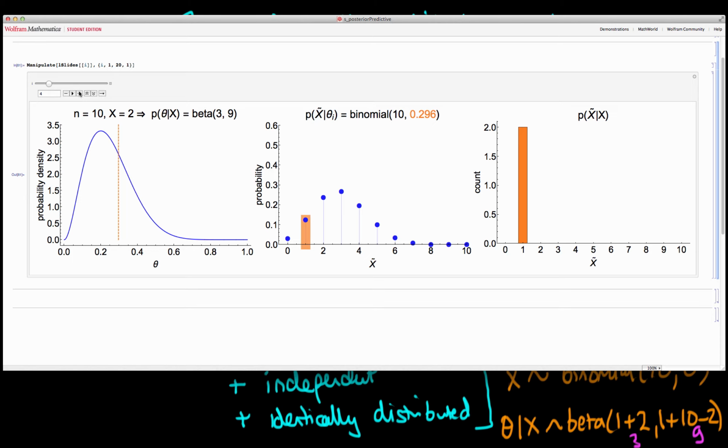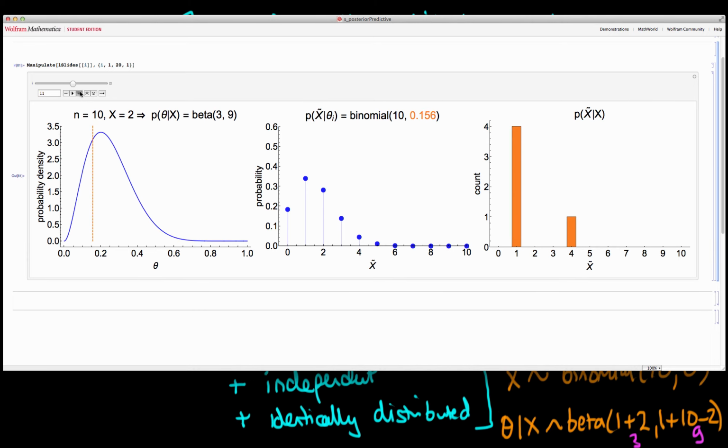Then we can repeat the process, sampling a different value of theta. Now we get 0.176. We get a different distribution in the middle here. Then we sample out a different value of x tilde. I can continue running this process, and as you see, in each case we're sampling a new value of theta i, then we're sampling a new value of x tilde conditional on the sampling distribution assuming that theta i. And you can see that as we do so, we build up an approximate posterior predictive distribution here on the right.